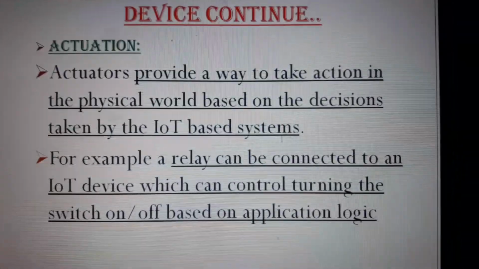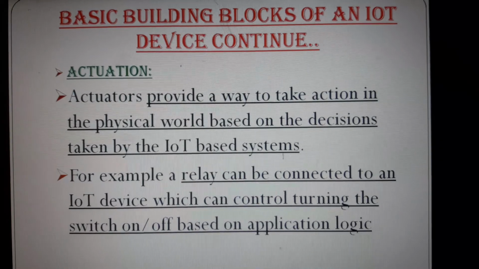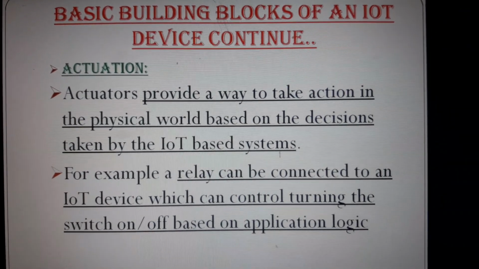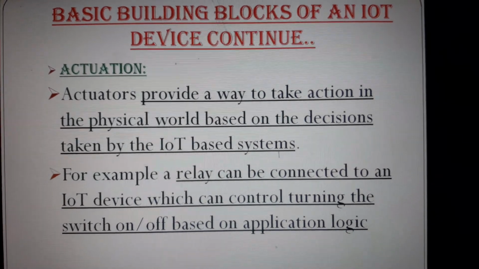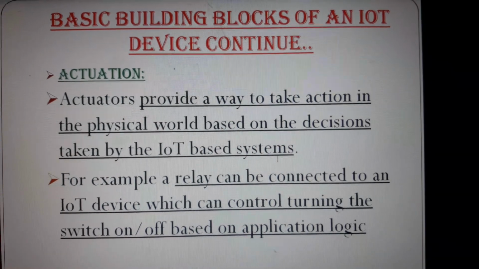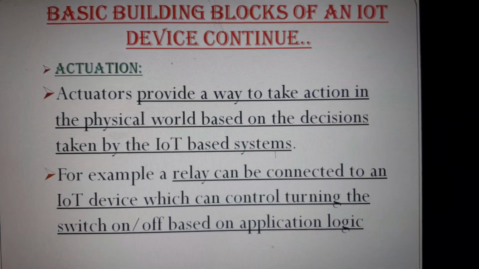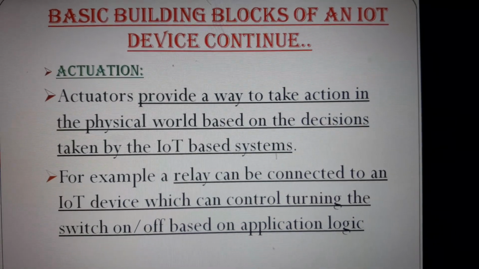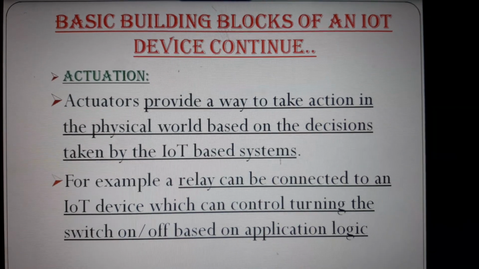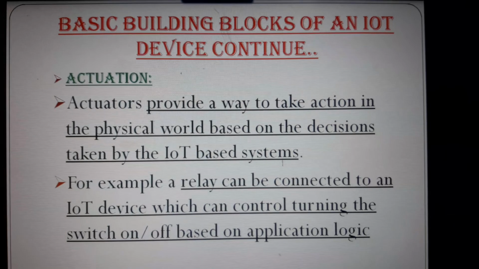Then actuation. Actuators provide a way to take actions in the physical world based on the decisions taken by the IoT-based system. So, a sensor will sense the data. Now, another term is actuator. An actuator provides a way to take actions in the physical world based on the decisions taken by the IoT-based system. For example, a relay can be connected to an IoT device which can control turning a switch on and off based on the application logic.